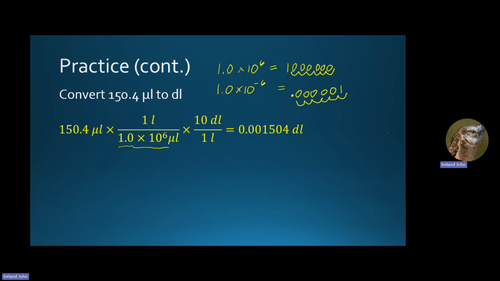Scientific notation is really, really useful in science because we have a lot of numbers that are either really, really big or really, really small. And we have to be able to convey them in a convenient way.